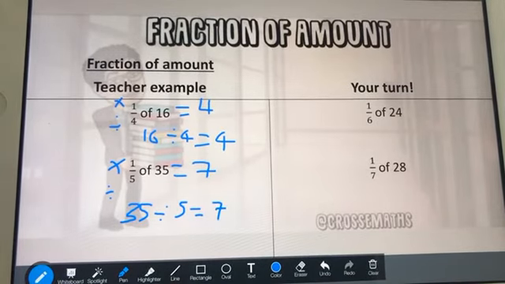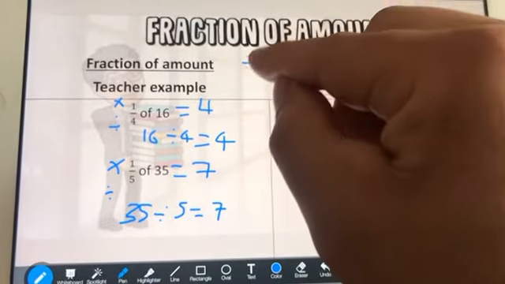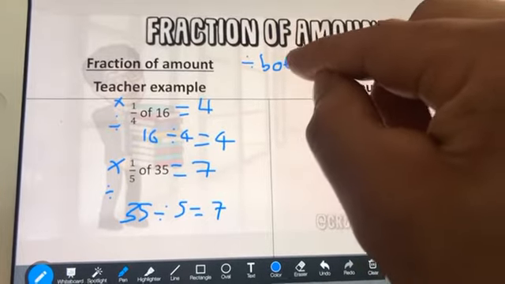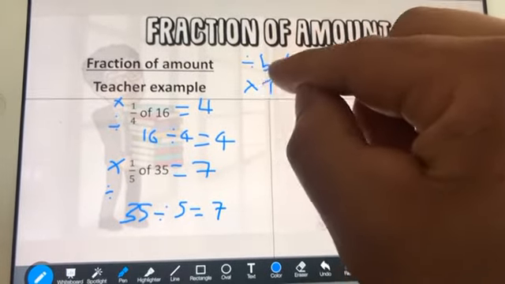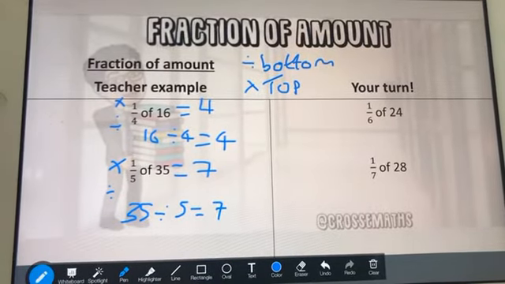Right, guys, get those 2 examples down, please. And then have a go at those ones on the right-hand side. Remember, you divide by the bottom, multiply by the top. Those are your 2 key points. Get those examples down. Have a go at the ones on the right-hand side for you, please.